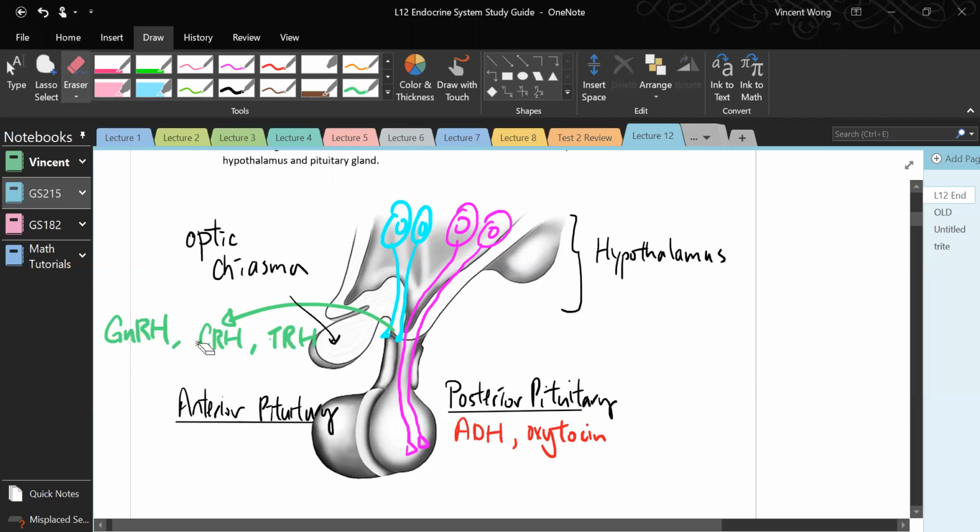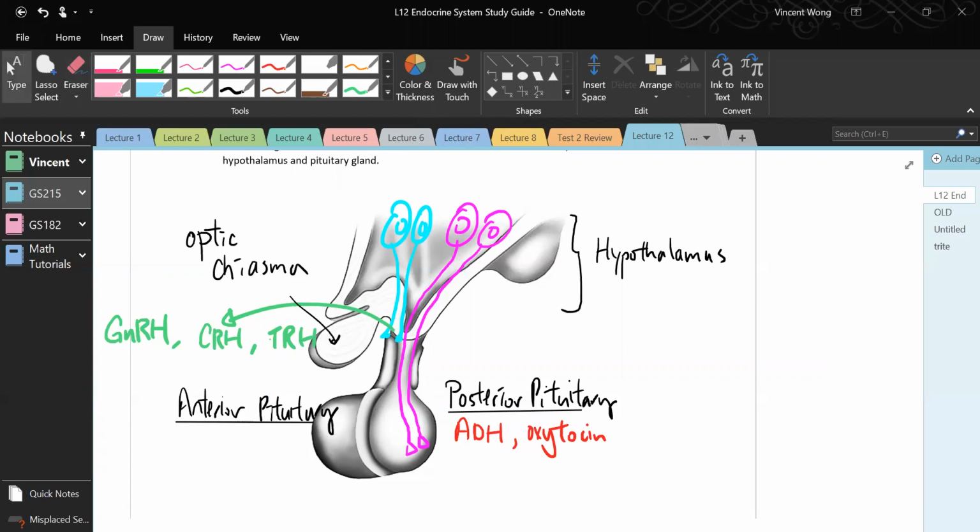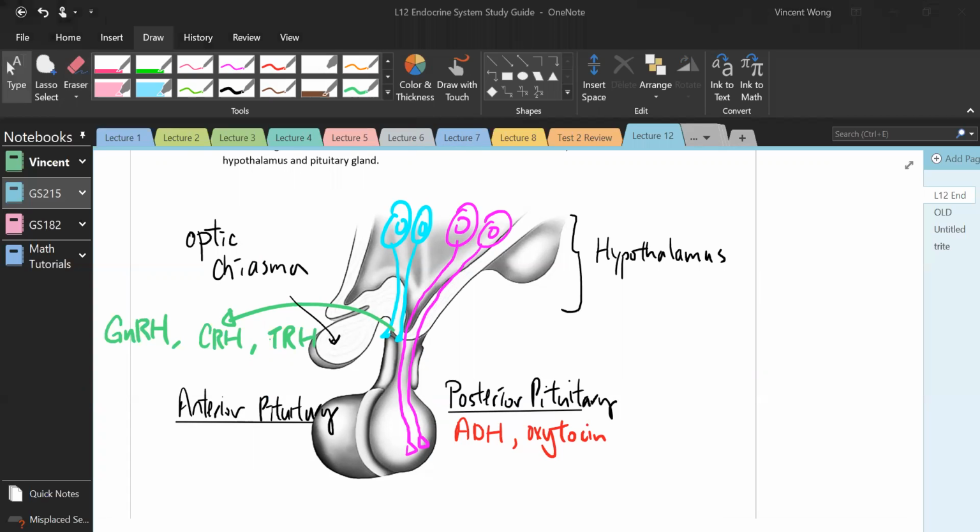Okay, so they all end in RH. RH stands for releasing hormone. So the gonadotropin releasing hormone, the corticotropin adrenal releasing hormone, and then there is the thyroid releasing hormone. Again, it's good to know what they stand for because it will give you an idea of what their functions are, but you don't really have to memorize it exactly word for word. You just kind of have to know ballpark what their name stands for.